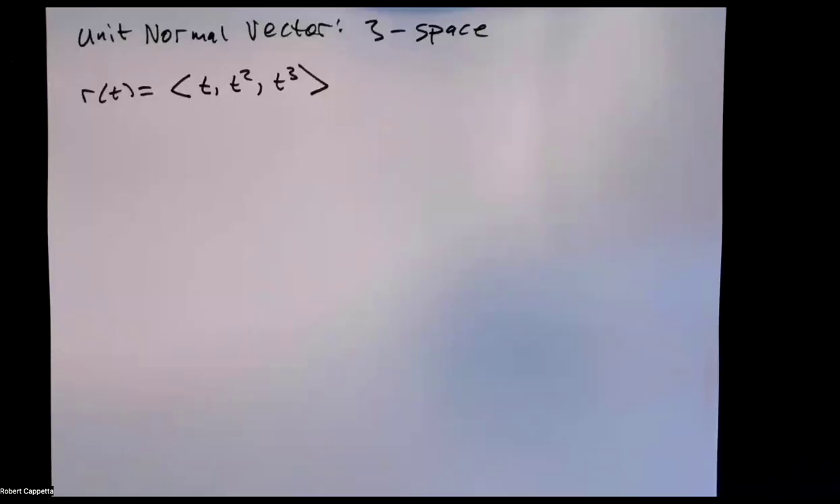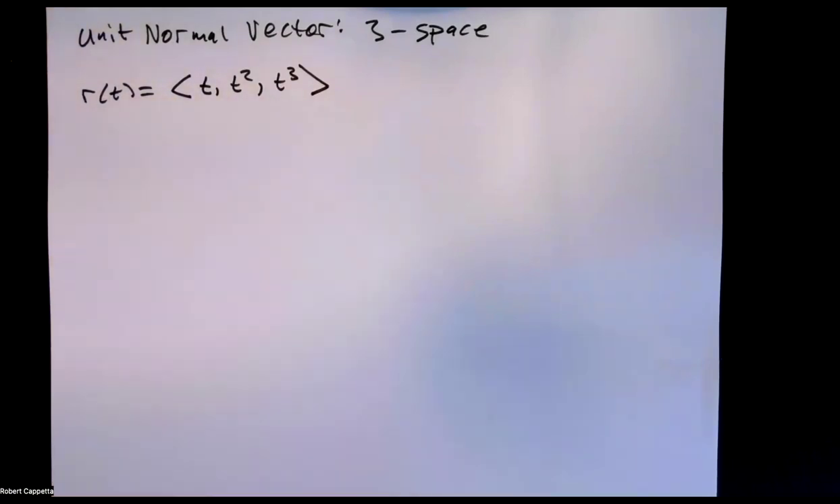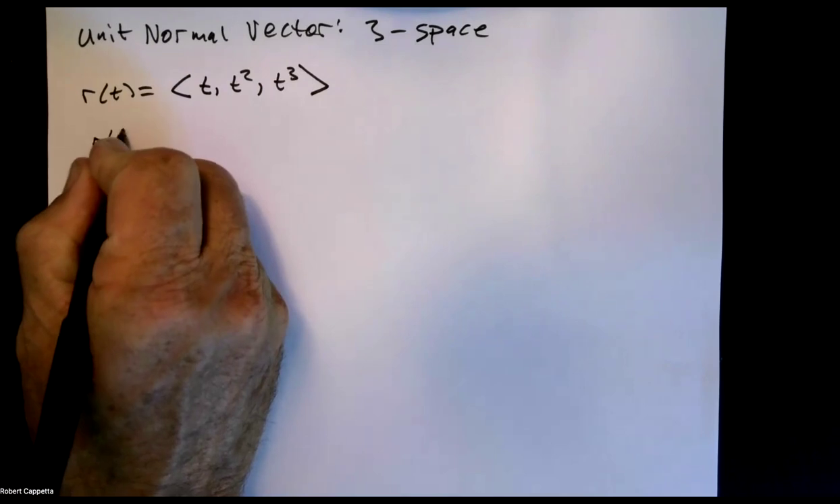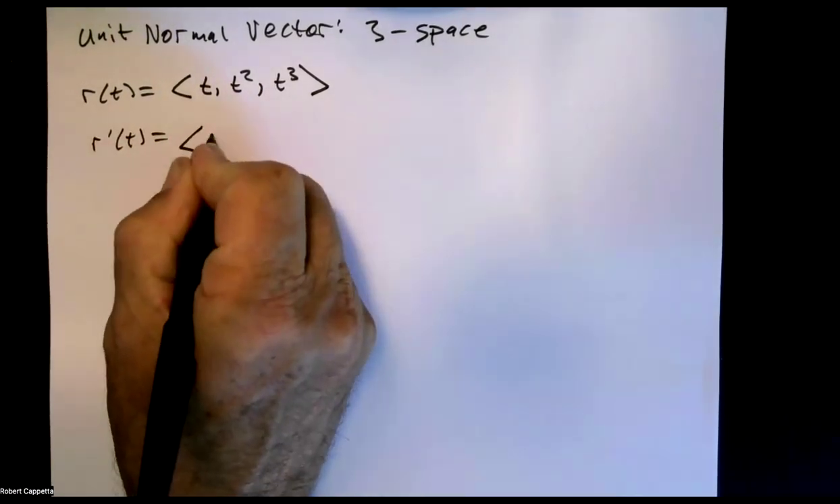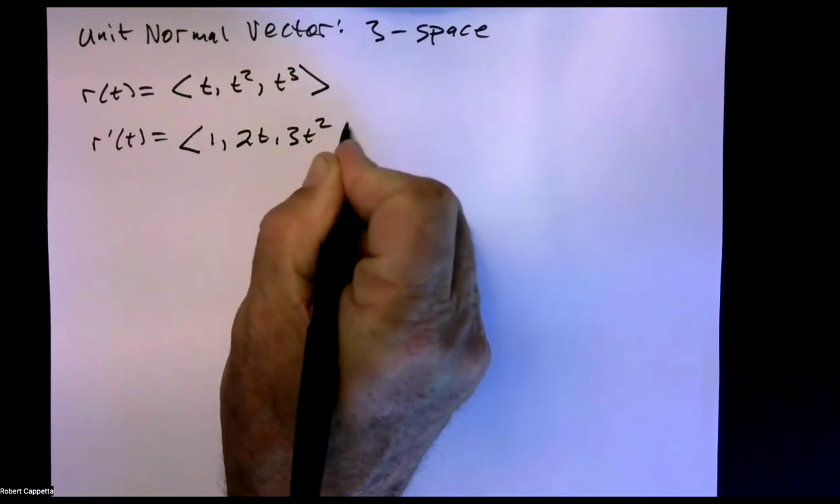So here we're going to look at the vector valued function r of t is t squared, t cubed, and our goal is to eventually find a unit normal vector. And sadly, we do not have a shortcut method for this like we did in 2-space. So we're going to be forced to go through the process. So we start with r prime of t, which is 1, 2t, 3t squared.